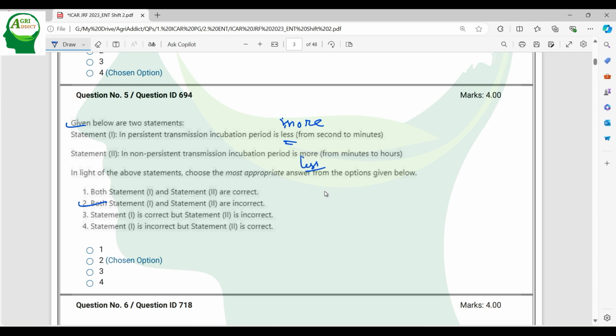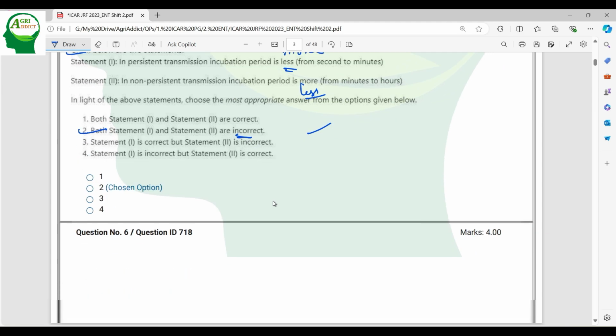In non-persistent it is less. Why? Because in persistent transmission, the acquisition period, feeding time, and latent period are all long. So that's why it is persistent transmission. So both these statements are incorrect here; both should be vice versa, the statements should be opposite, then it will be correct.